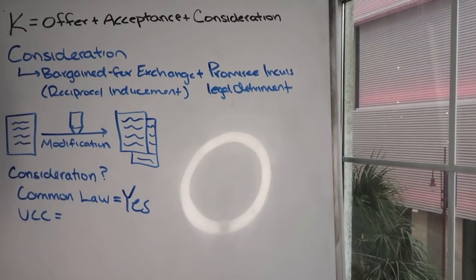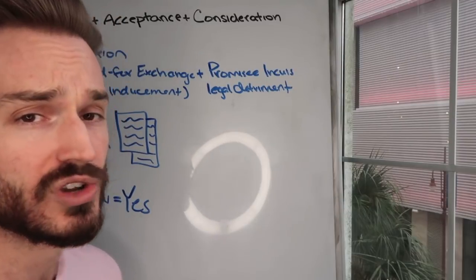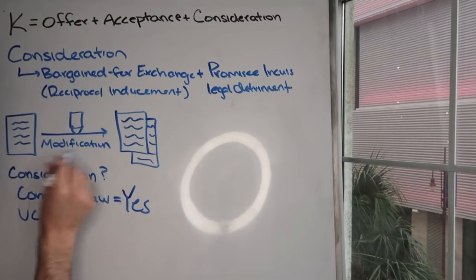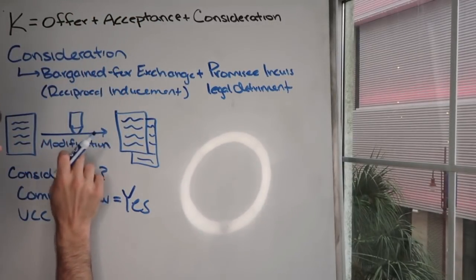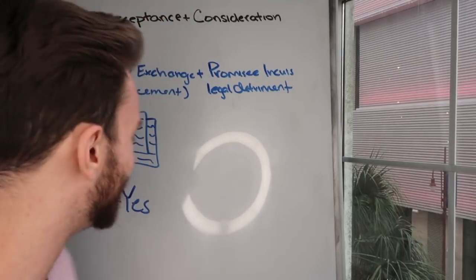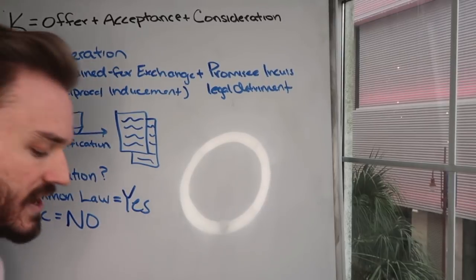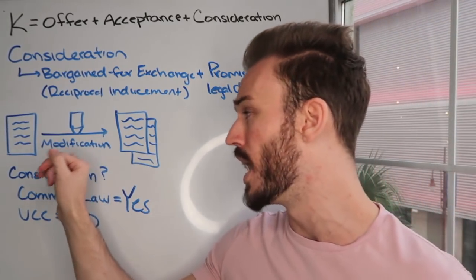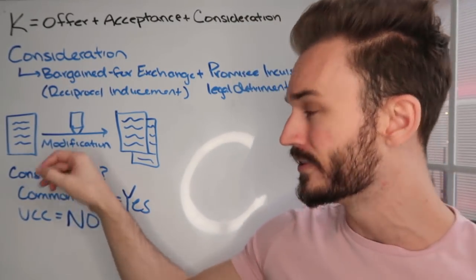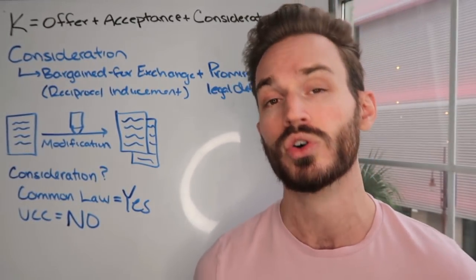Because remember, a traditional enforceable contract is offer, acceptance, consideration. So we already have some form of consideration if we have a traditional enforceable contract. When we're talking about this modification, we're really asking, do we need additional consideration to support this modification? And the common law says yes, and the UCC says no. The UCC says you don't need additional consideration. All you need is good faith. If the parties enter into the modification in good faith, that's going to suffice. We do not need additional consideration.